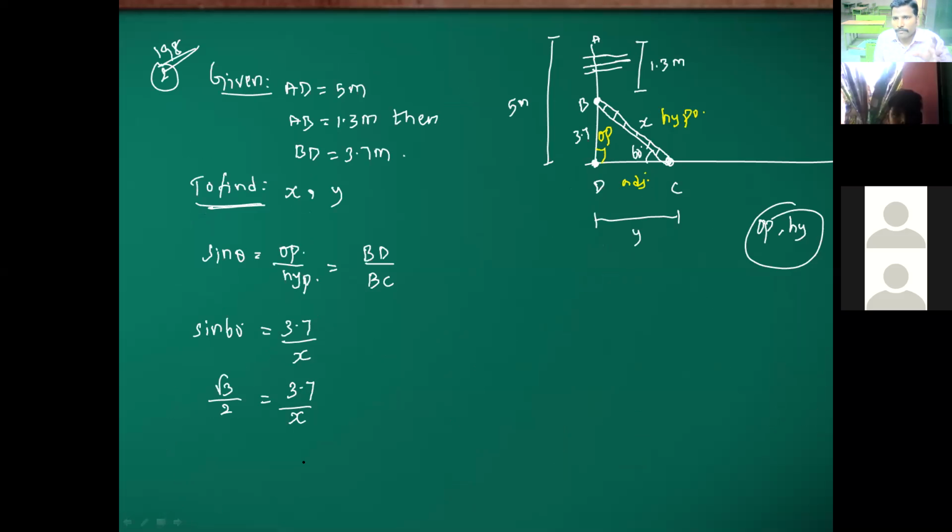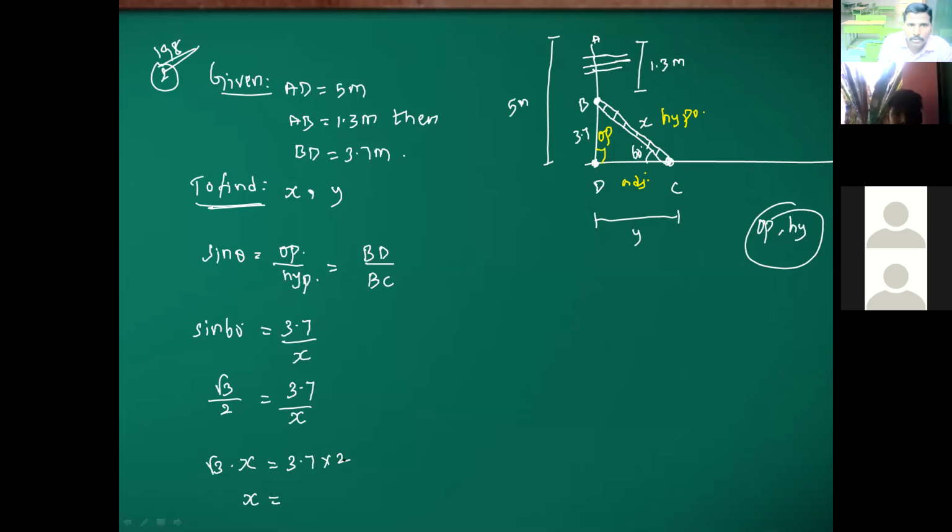It's needed in the numerator for finding x. So take the cross multiplication. That's it. When I take the cross multiplication, I get root 3 into x, root 3x, which is equal to 3.7 into 2. Only x is required, so root 3 I don't want. You send it to the opposite side.